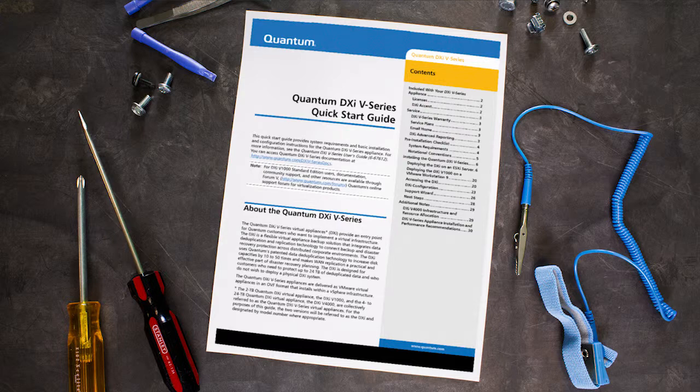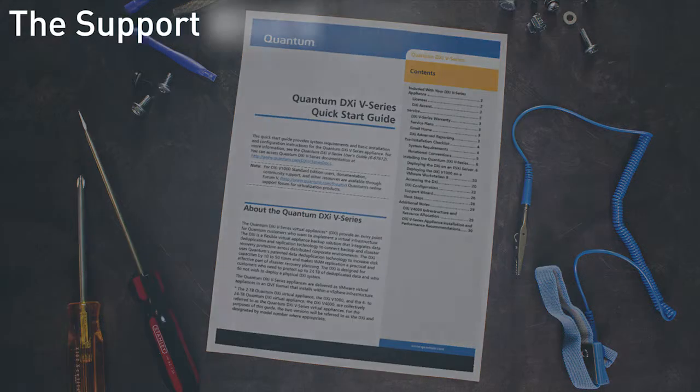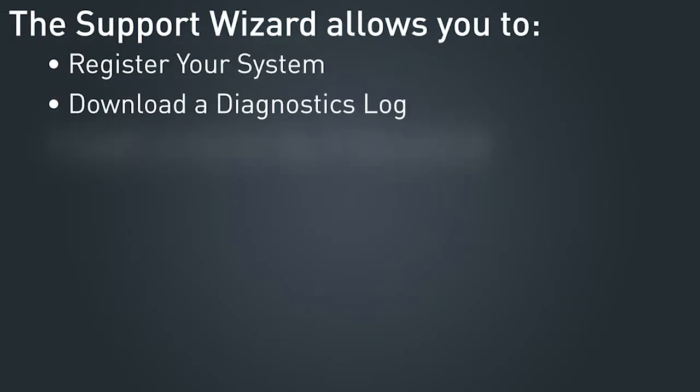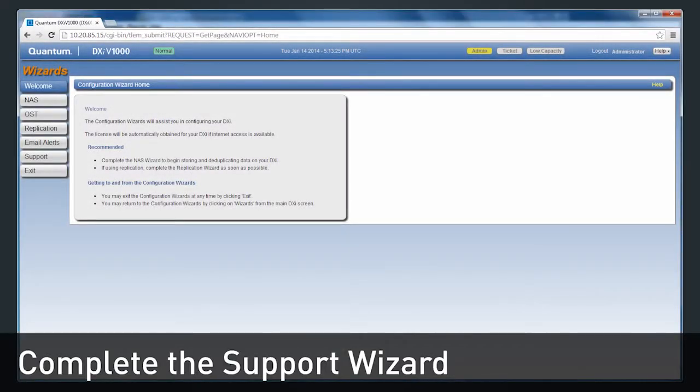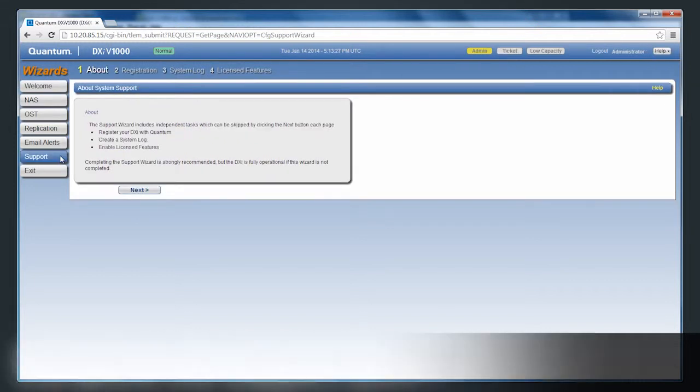Refer to the DXi V-Series Quick Start Guide for technical support contact information. The support wizard allows you to register your system with Quantum, download a system diagnostics log, and install a license key if you are located in a non-internet connected site. Click Support, and then click Next.